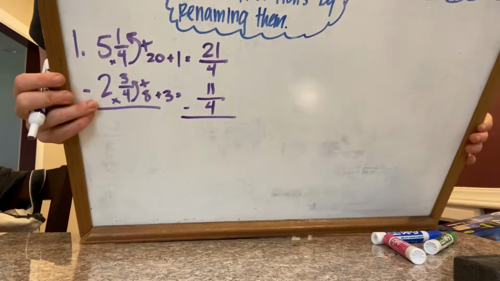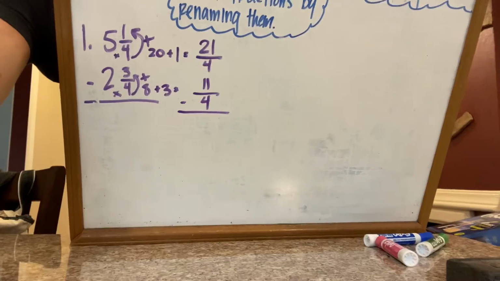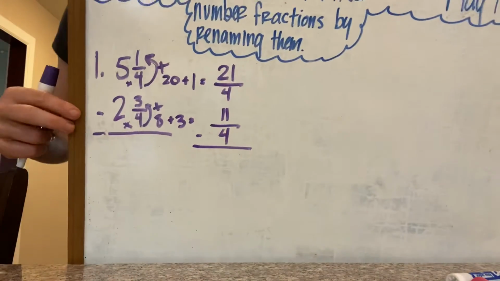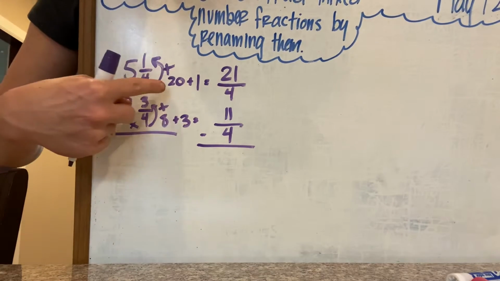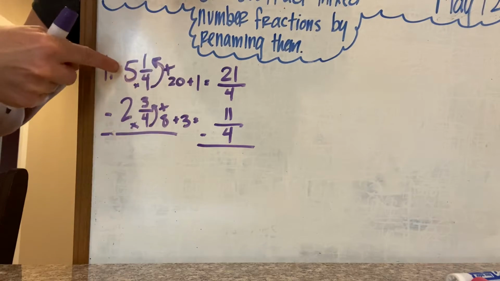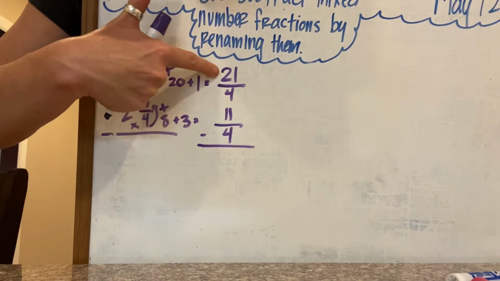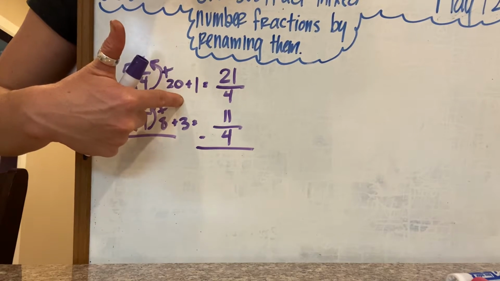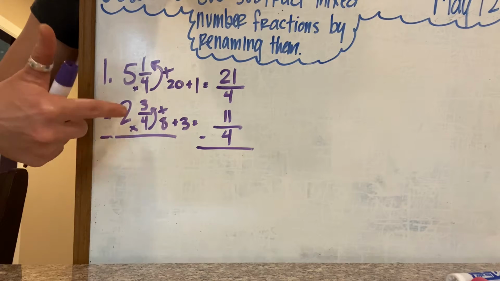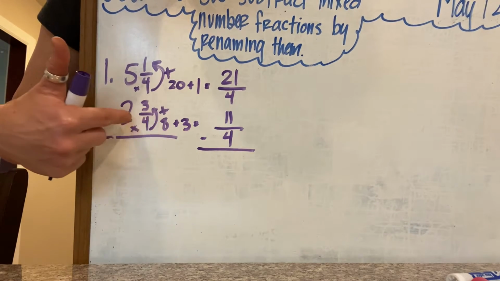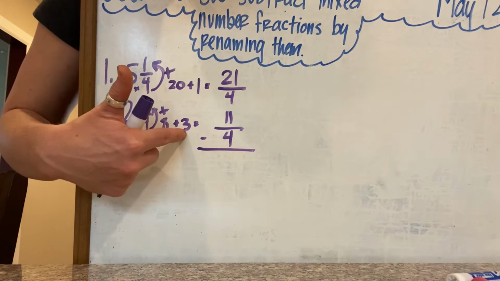All right, so here we have this method. Let me move my little stand a little closer so I don't have to lean forward too much. Here we have 20 plus 1 is 21. So this new fraction, instead of 5 1/4, is rewritten as 21/4. I did the little step right here for you. This fraction, 2 3/4, is rewritten as 11/4. Here's the step: 2 times 4 is 8, and 8 plus 3 is 11.